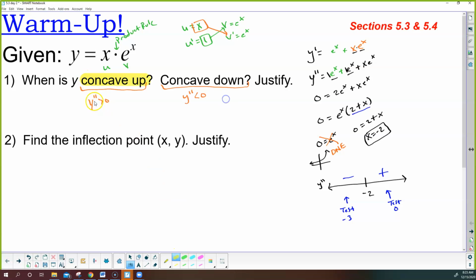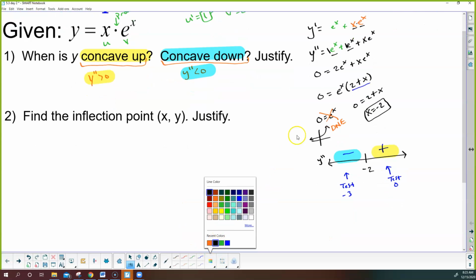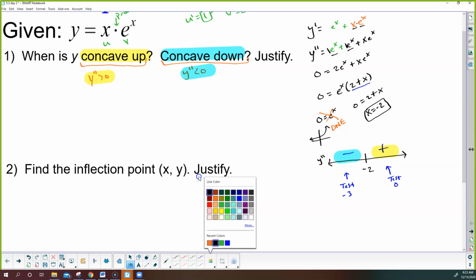When is y concave up? Whenever the second derivative is positive. So I'm going to have to make a connection here. And then whenever the second derivative is negative, y will be concave down. So one of the things we have to really work on is our justification, or our answer to these problems. How do we actually write this out? Because this would not be good enough.